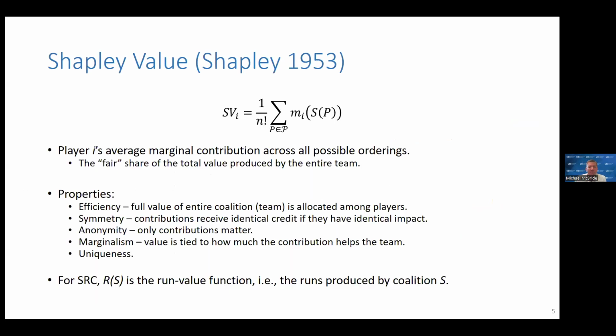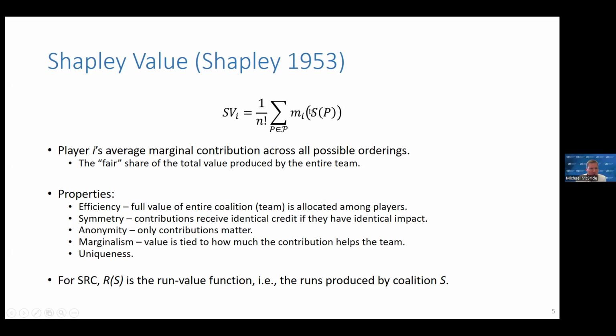Okay, so what's the Shapley value? Well, it comes from 1953. This is well before even I was born. The basic idea behind the Shapley value is that value should be tied to the amount of the increase in production that the team makes when I'm added to the team. And so this MI term is the marginal increase in the team's output, the team's value, of player I when added to some coalition S.